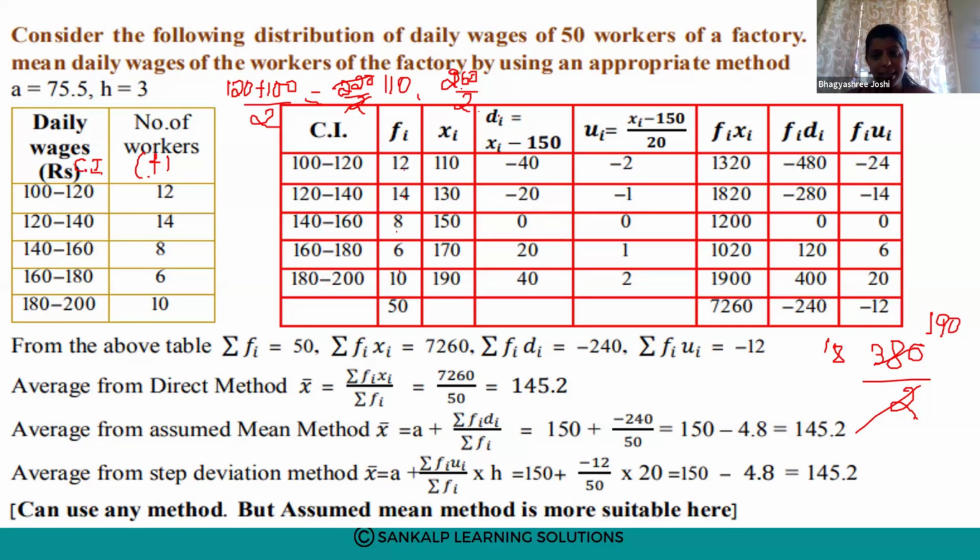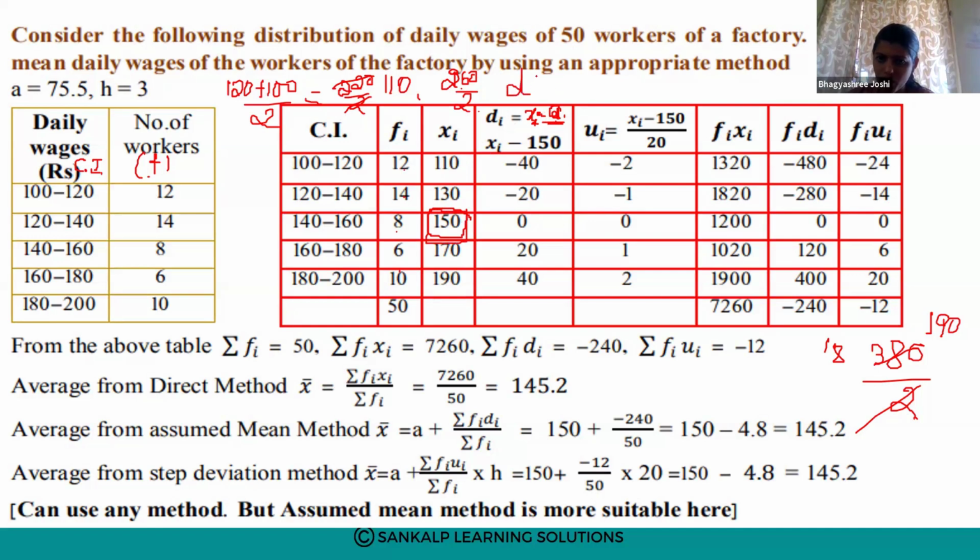Now, calculate di. di can be calculated by using xi minus A. Remember, xi minus A. A means what? Assumed mean. So which one is the assumed mean here? So 1, 2, 3, 4, 5, 5 data points are there, right? So in that, the middle one I will take as the assumed mean. The middle value I will take as the assumed mean, that is A.